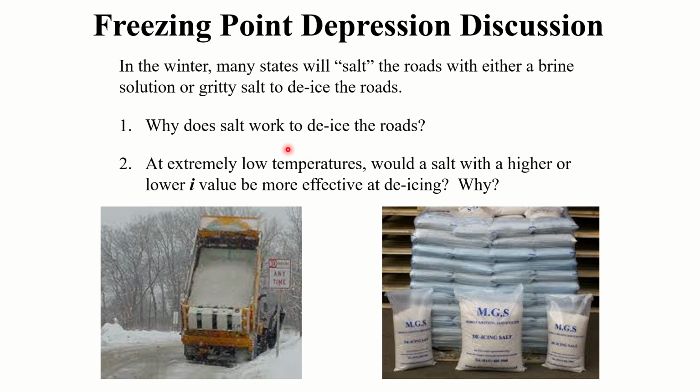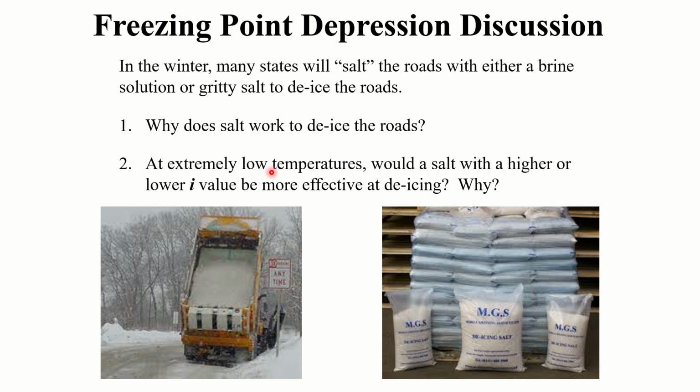So if it's 30 degrees outside and it's snowing and you salt the roads, thus lowering the freezing point of the water down to 26 or 27, what you've done basically is you effectively lowered the freezing point of water below that of the current conditions. And so this allows the snow or the ice to melt and to keep the roads safe and drivable, even if the current temperature is still at or below freezing.